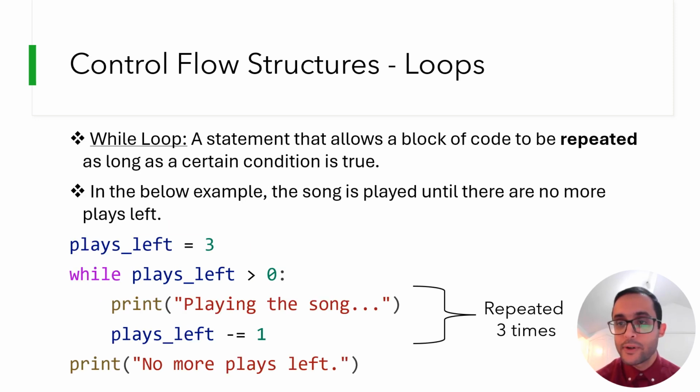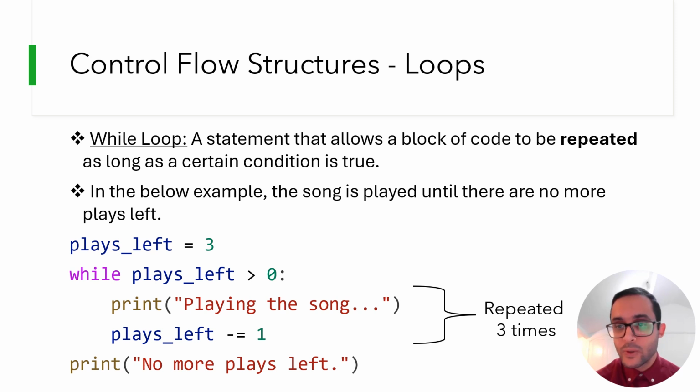Now we move to another type of control flow structures, which are the loops. The first type of loops is called while loop. A while loop allows a block of code to be repeated as long as certain condition is true. In the shown code example, the song is played until there are no more plays left. The while loop keeps checking the condition, plays left greater than 0, and repeats the task.